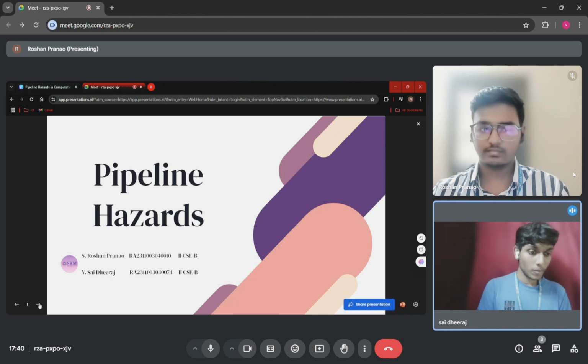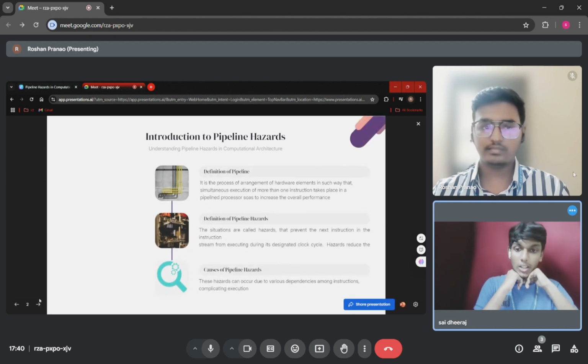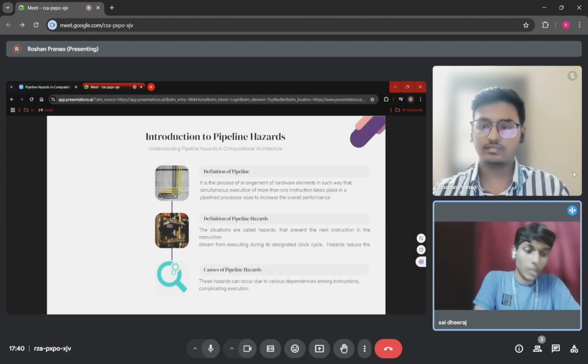We are here to talk about pipeline hazards. Let's start with the introduction of pipeline hazards. We'll understand about pipeline hazards in computational architecture. We'll start with knowing the definition of pipeline.